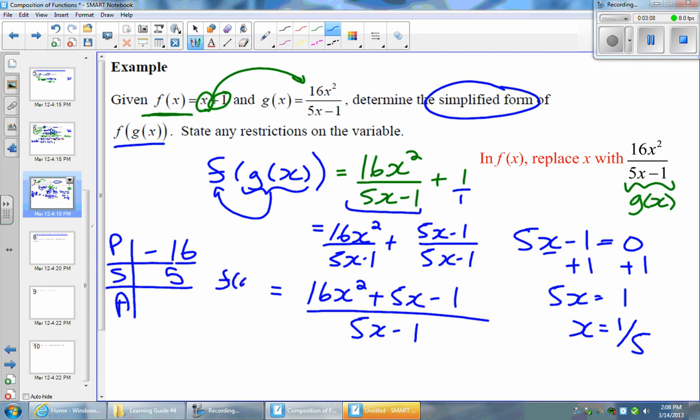f of g of x is equal to 16x squared plus 5x minus 1, all over 5x minus 1. And remember, we have a non-permissible value at that point right there. So that is how you take a composition of functions where a non-permissible value is involved.